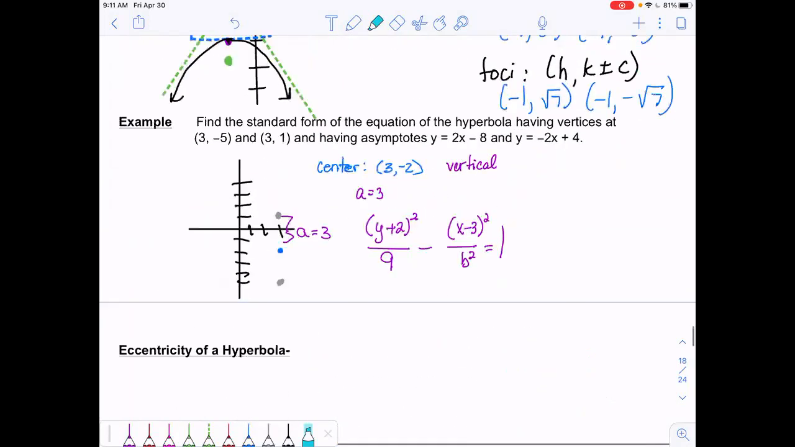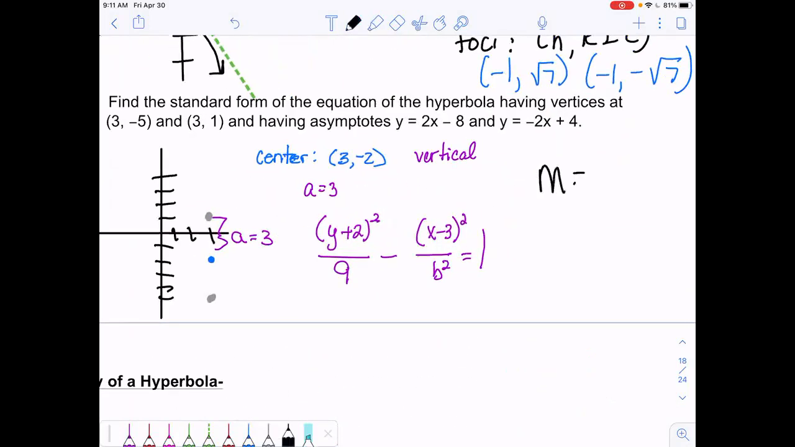So if we know that the slope is A over B, and we know A is 3, what is the slope of our asymptotes? Two or -2. It doesn't matter which one, because you're going to end up squaring B when you plug it in. So the slope of the asymptote, one is at +2, one is at -2. So again, pick either one of those, or you can keep the plus or minus, it does not matter, but the slope is 2.